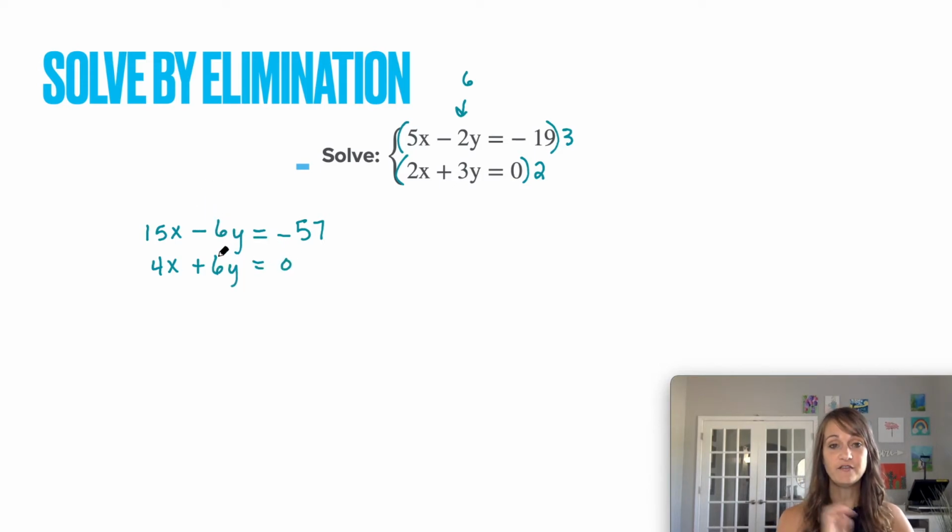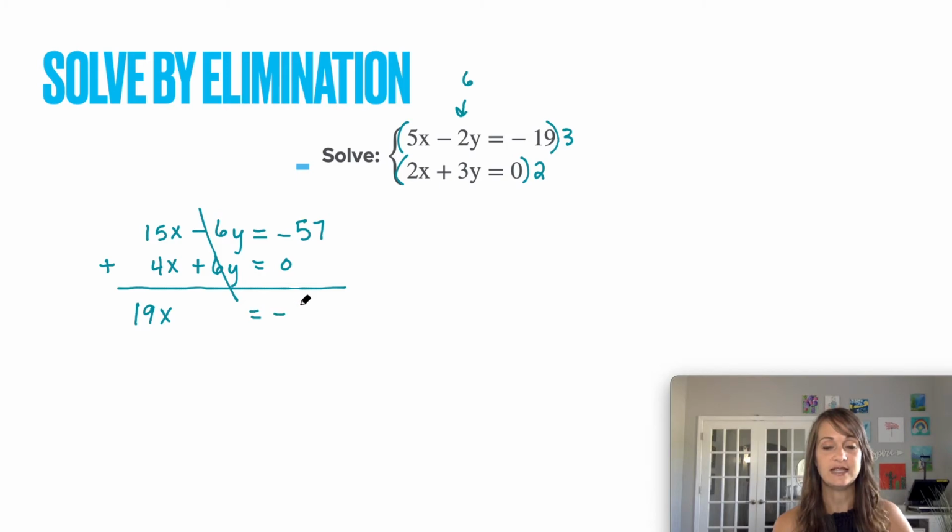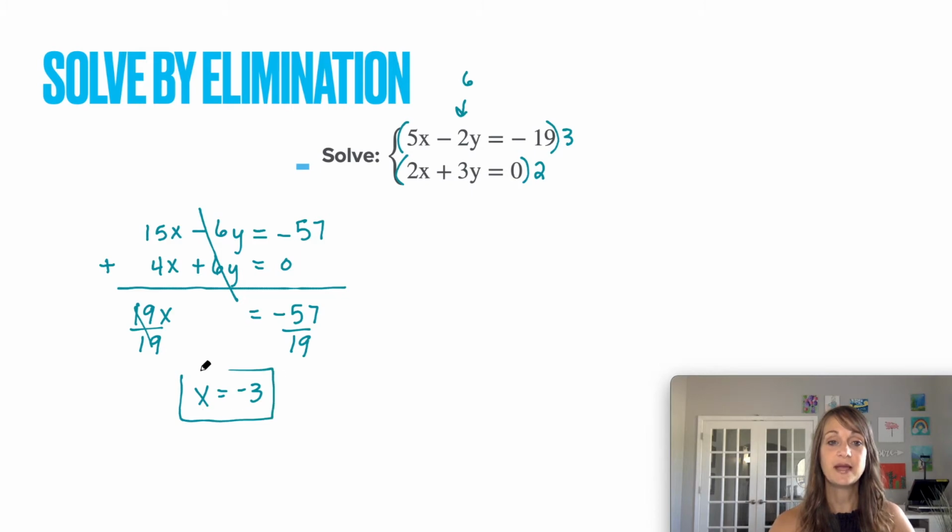I now have a variable that has opposite signs and the same coefficient that will now cancel each other. They will eliminate each other when adding. So they will eliminate. 15 and 4 give me 19x equals negative 57. So if you divide both sides by 19, x will give you a negative 3. Now that is my x coordinate.